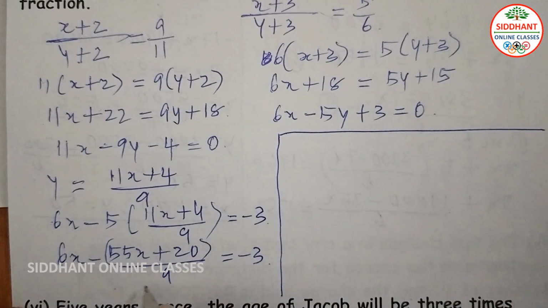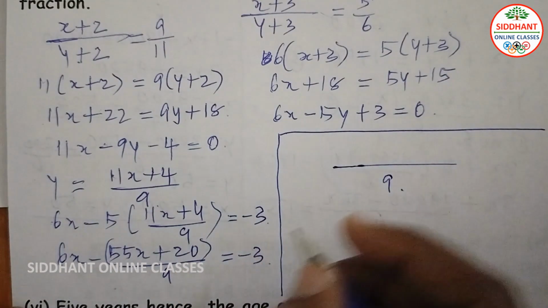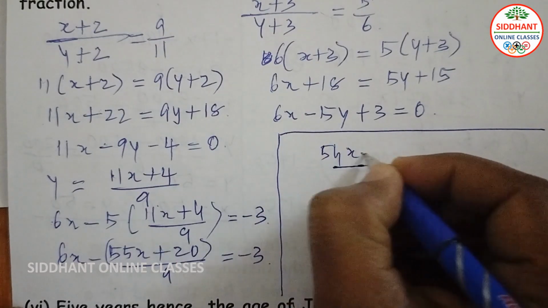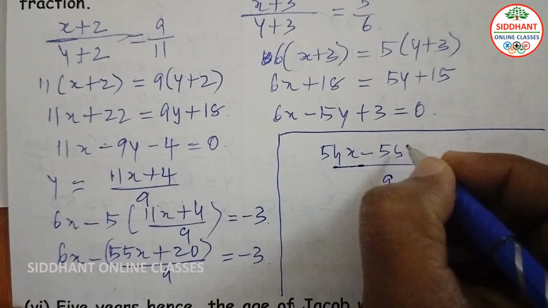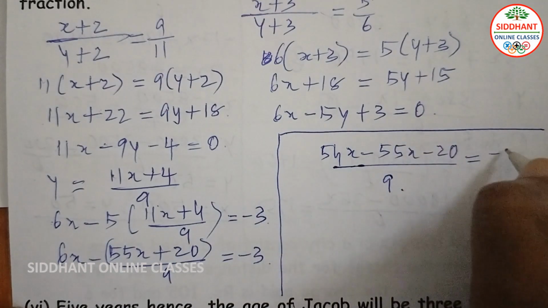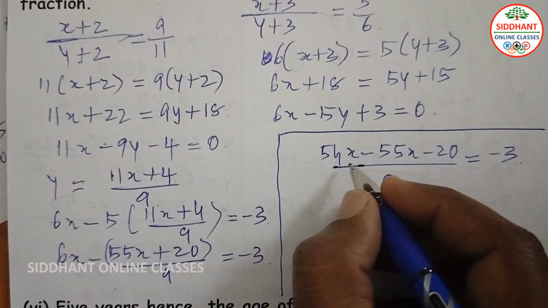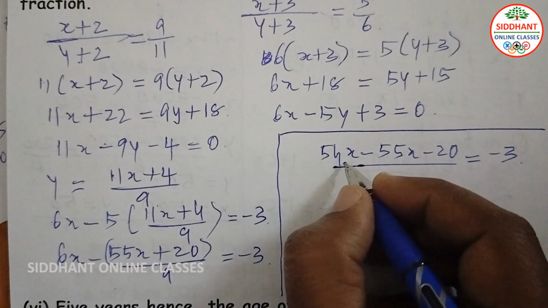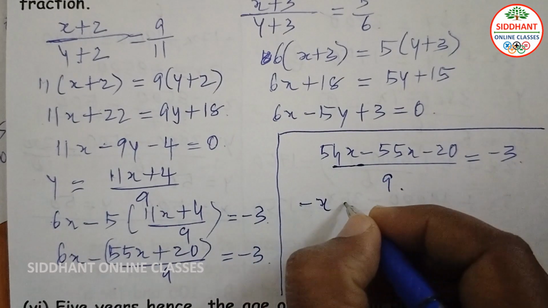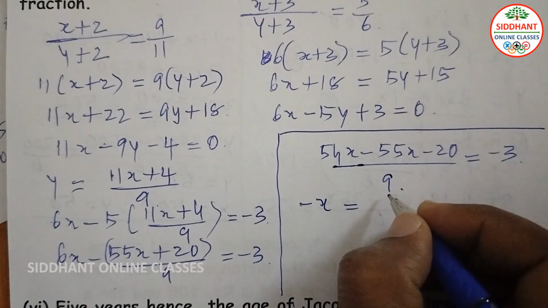So now taking LCM, which is 9 here. Now 6 into 9, which will be 54x minus 55x minus 20, that equal to minus 3 into 9, here. So here 54x minus 55x, we get minus x.